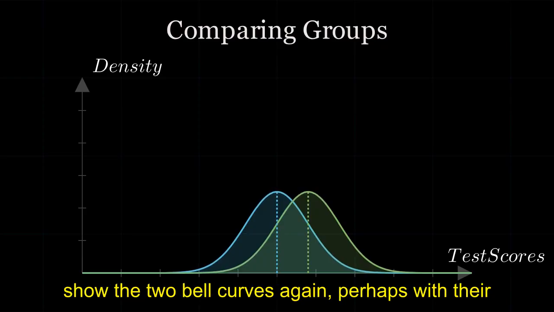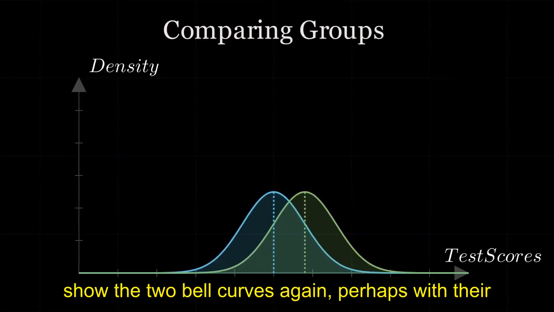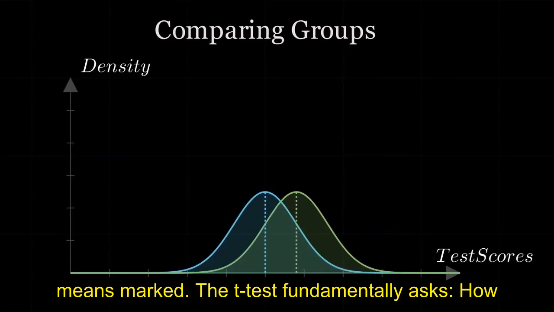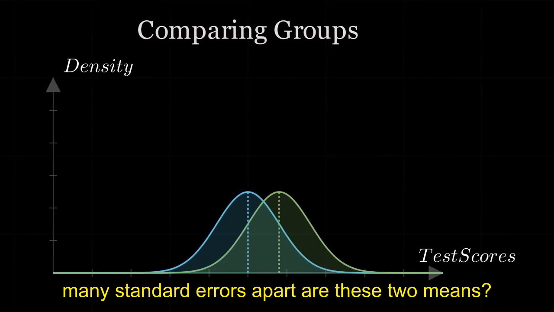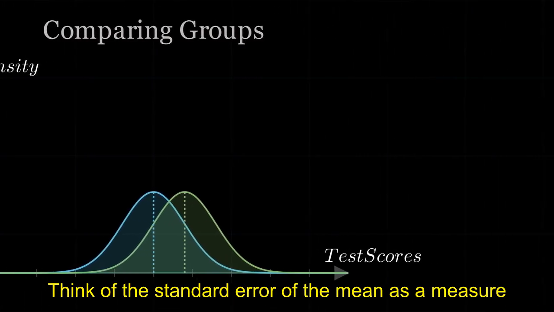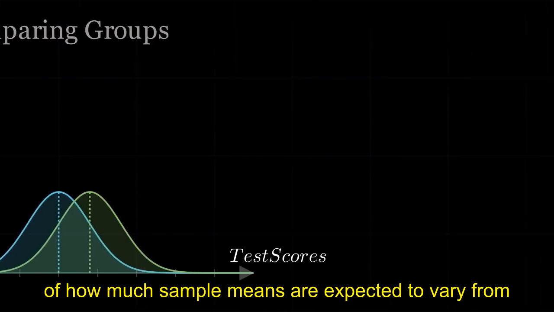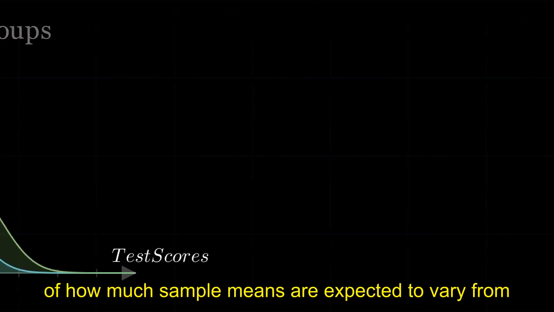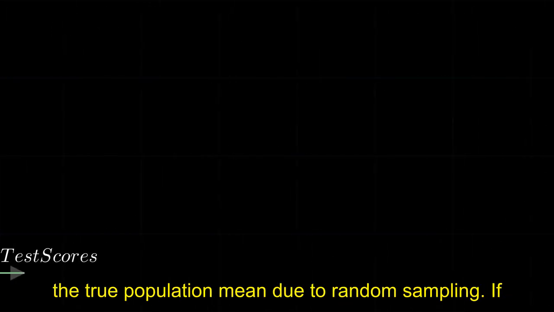On screen, show the two bell curves again, perhaps with their means marked. The t-test fundamentally asks, how many standard errors apart are these two means? Think of the standard error of the mean as a measure of how much sample means are expected to vary from the true population mean due to random sampling. If our observed sample means are many standard errors apart, it becomes less likely that they came from populations with the same true mean. The t-statistic itself is a ratio.